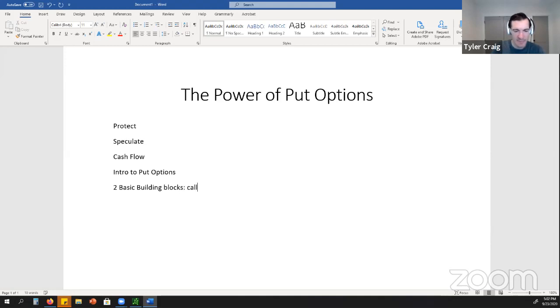So first things first, you have 2 basic building blocks in the options market. You have call options and put options. Last week, Coach D talked about the power of leverage and call options. So this is kind of a supplement to last week's discussion. You got the call option side of things last week. This week, we're going to talk about puts.